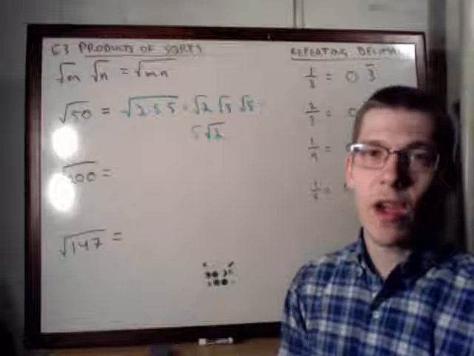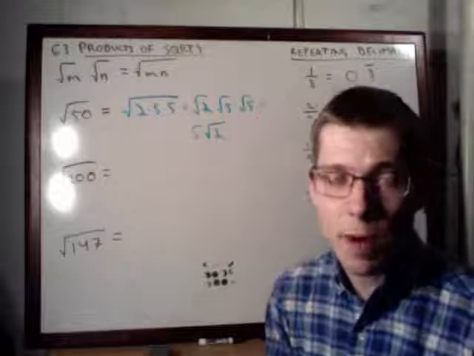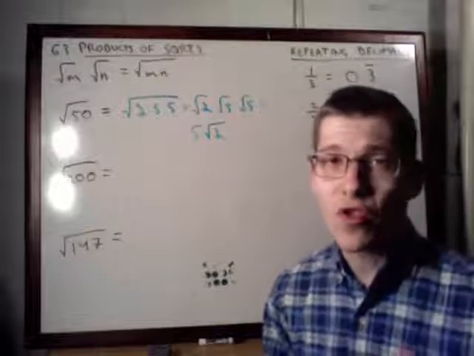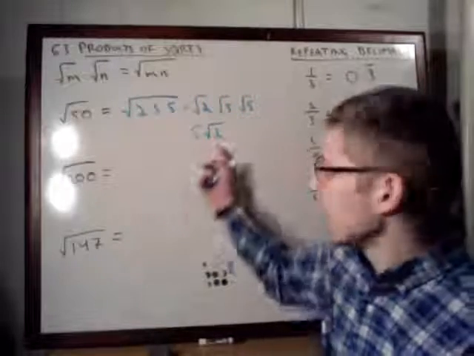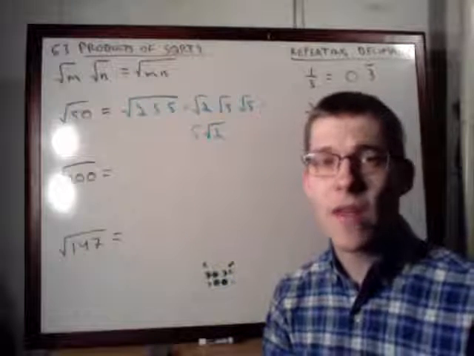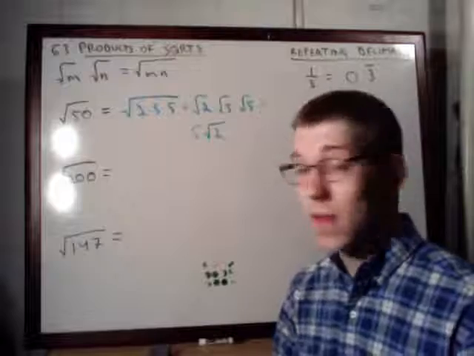Now, that's as far as we can go. The square root of 2 is an irrational number. It's a non-repeating decimal. There's no way to write it as a fraction. There's no more convenient way for us to write it than as square root of 2. But if we write it as 5 times the square root of 2, that's going to be more convenient later on when we're working with these numbers.